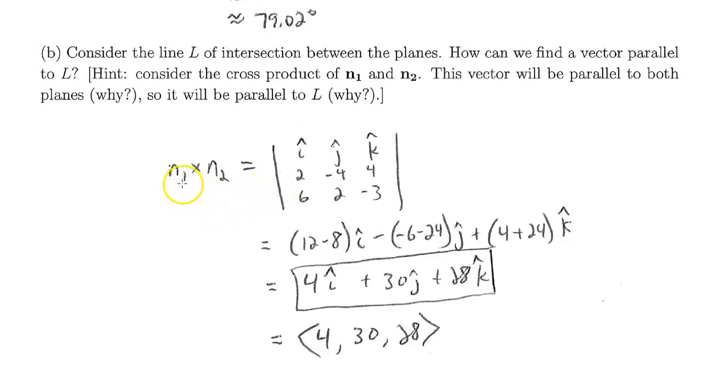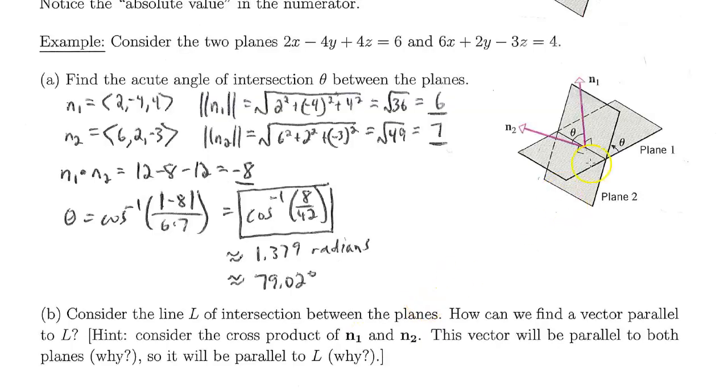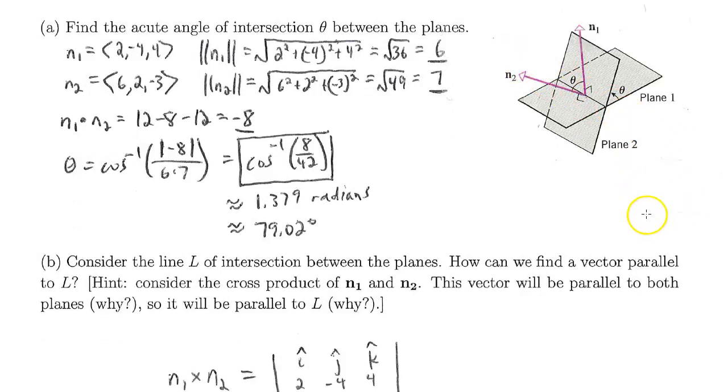Okay, so let's do that. n1 cross n2, well, n1 was 2, -4, 4. n2 is 6, 2, -3. We take the cross product, we get this vector, 4, 30, 28. That would be a vector that's parallel to this. And in fact, any multiple of that vector, whether you made it longer or shorter, or even multiplied by a negative number so it's in the exact opposite direction, would also be a direction vector for that line. So if you do n1 cross n2, that will be a direction vector for the line of intersection between these two planes.